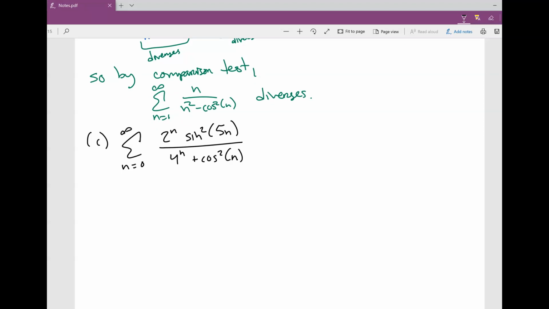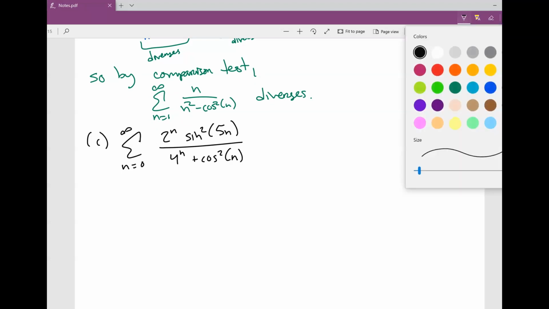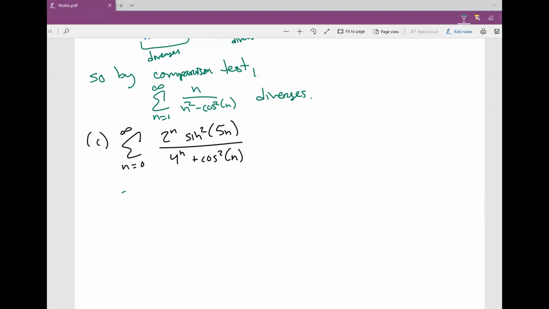Now let's go ahead and figure this out. We're going to start off by looking at the inside part, the thing inside the series: 2 to the n sine squared 5n divided by 4 to the n plus cosine squared of n. Now you can look at the main coefficients, 2 to the n over 4 to the n, but we have to make sure that this is worth it, because you can see that the biggest number that sine squared 5n can be is just 1. That's the highest number, because if I plug in any angle in here, it's just going to be squared, and the highest one is going to be 1.